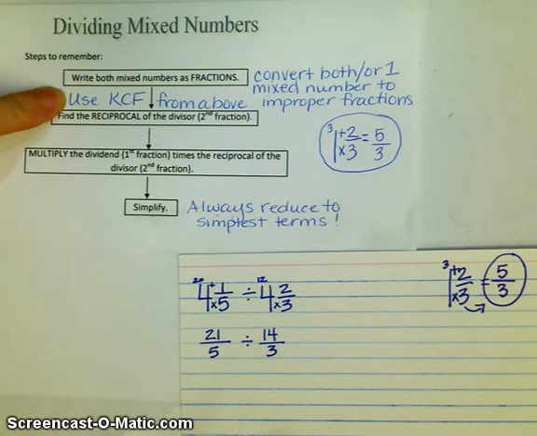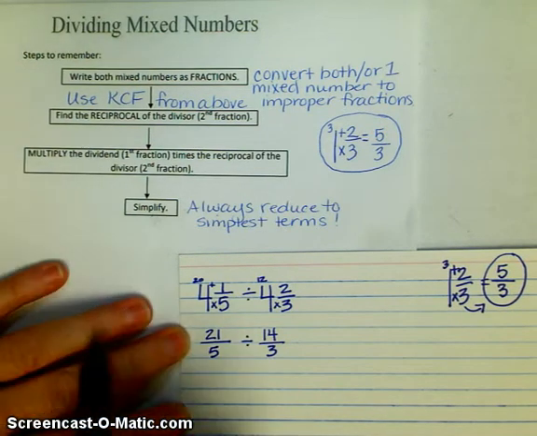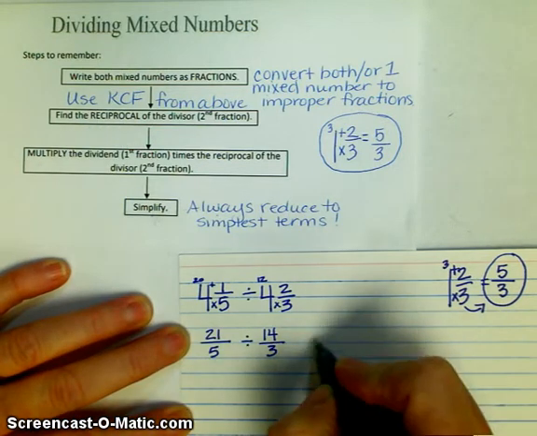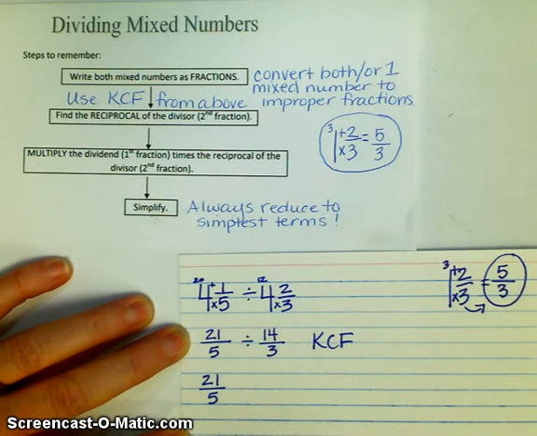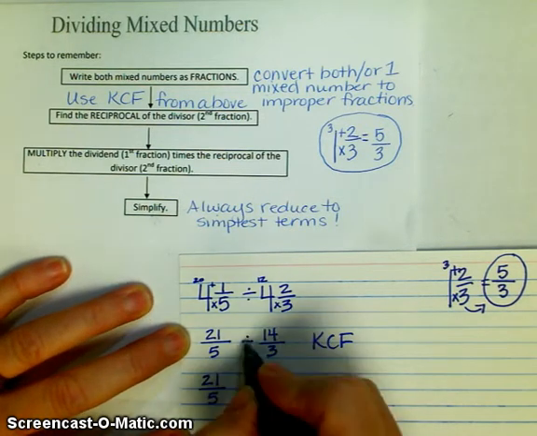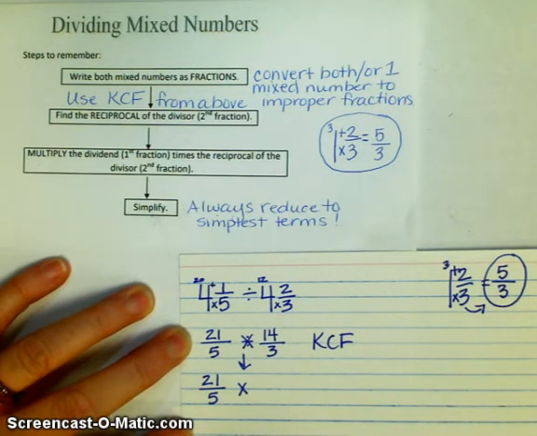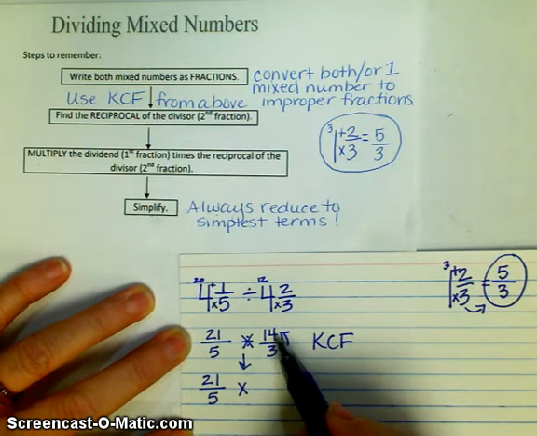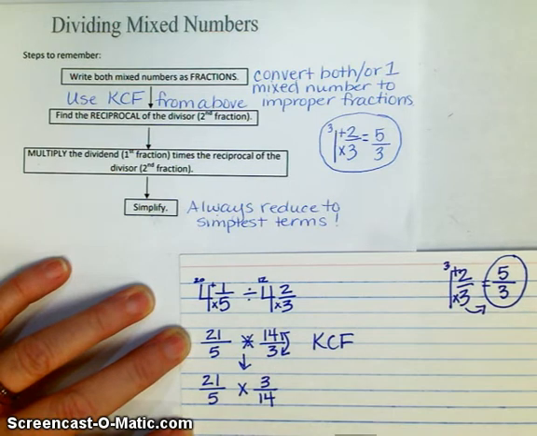The second step that it says right here is to use KCF from above. Well, we remember that KCF means keep, change, flip. That's where we're going to find the reciprocal of the second fraction. So we're going to use KCF. Keep the first fraction exactly how it is because that's what we're starting off with. Change the sign from division to multiplication, and then flip the second fraction to its reciprocal. So instead of being 14 over 3, we're flip-flopping, and it will become 3 over 14.